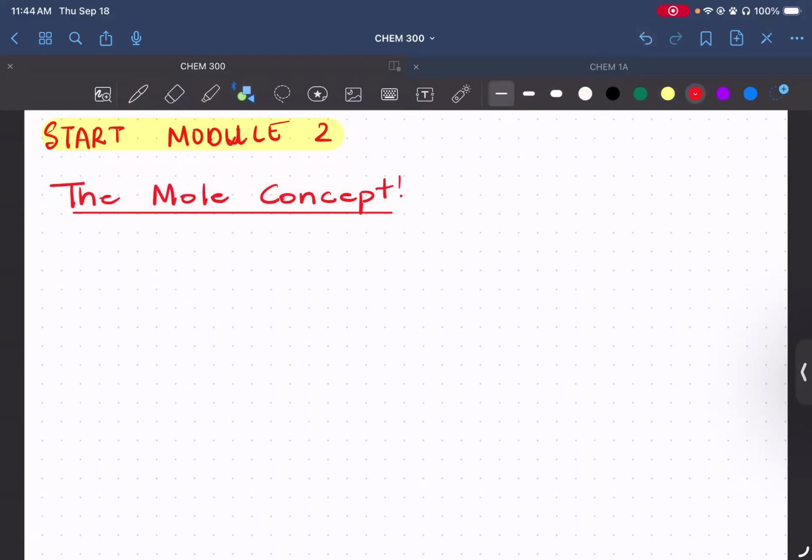So the lighting's a little off. Let me just pull down this one in the back too. Yeah, that's a lot better.